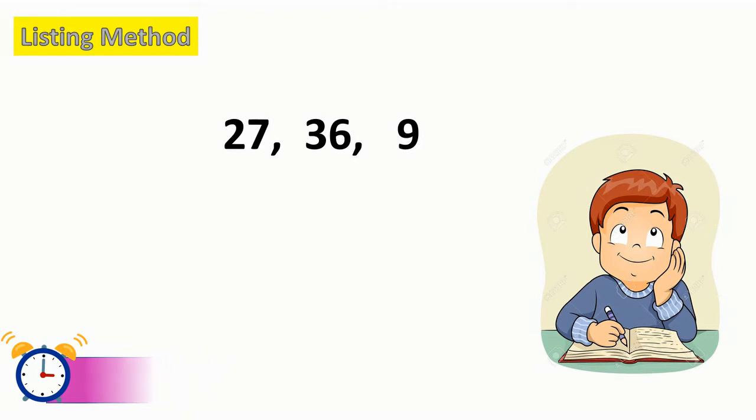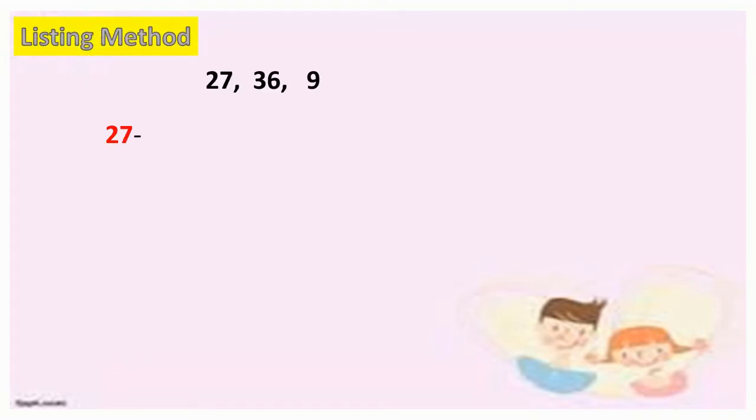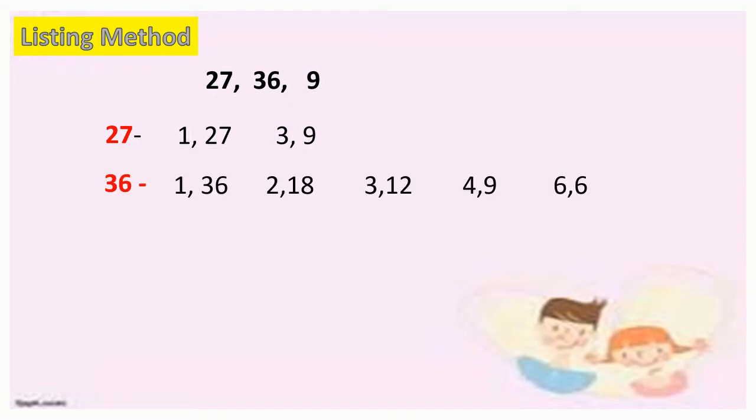Okay, stop. What we did earlier, listing the factors, is also what we'll do here. Let's list 27. What are the factors of 27? We have 1 and 27, and then 3 and 9. In 36, we have 1 and 36, 2 and 18, 3 and 12, 4 and 9, then 6 and 6. In 9, we have 1 and 9, and then 3 and 3.